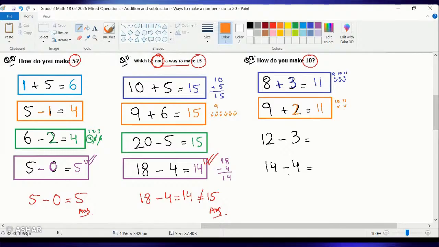12 minus 3. 12 minus 3 would mean we write down the numbers 1 to 12. 1, 2, 3, 4, 5, 6, 7, 8, 9, 10, 11, and 12. How many do we need to subtract? We need to subtract 3. We remove 3 numbers. What are we left with? We are left with a 9. Perfect.